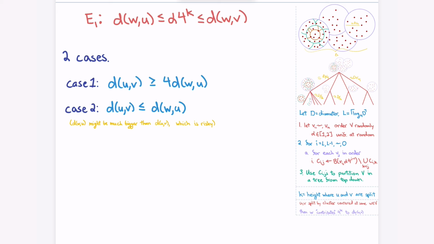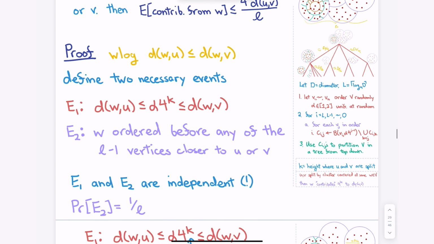So first of all, there's only one possible choice of K that could possibly work. Because I need to get this divided by L overall.